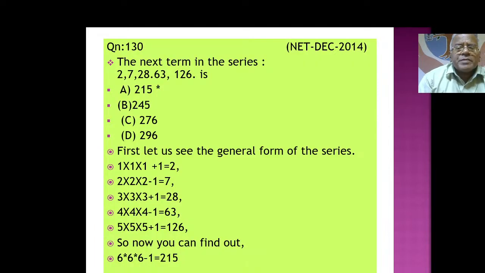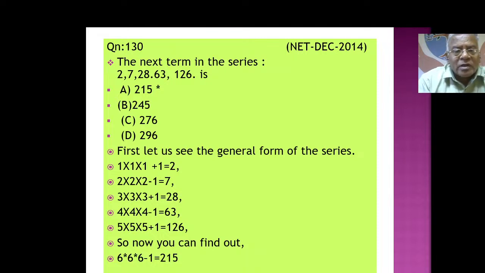The next term in the series 2, 7, 28, 63, 126 is what? From the alternatives we have to find the answer. This is also another challenging problem. 2014 they have asked. Let us see the general form of the series. Very interesting this one. Not everybody can do this.